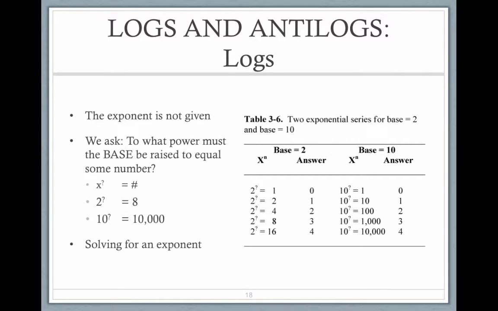Now with a log, what you're doing is you are solving for the exponent. So you're given the answer, but you're solving for the exponent, okay? So with an antilog, you're given the base and the exponent, and you solve the answer. With a log, you're given the base, and you're given the answer, and you have to determine the exponent. So again, we have a base of 2 and a base of 10, but this time, we don't know what the exponents are.